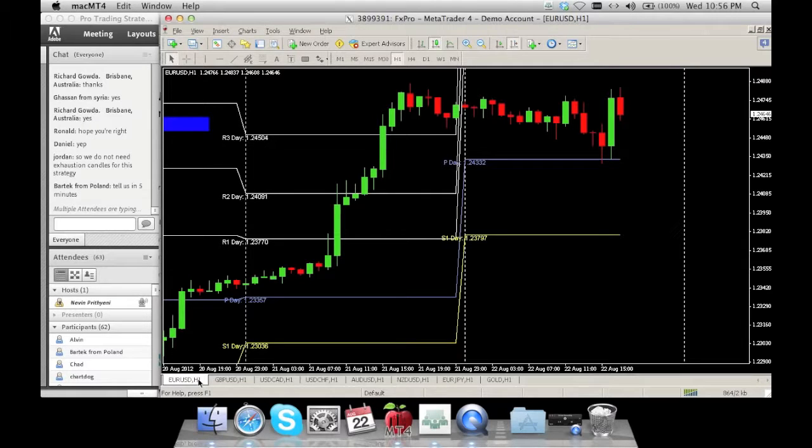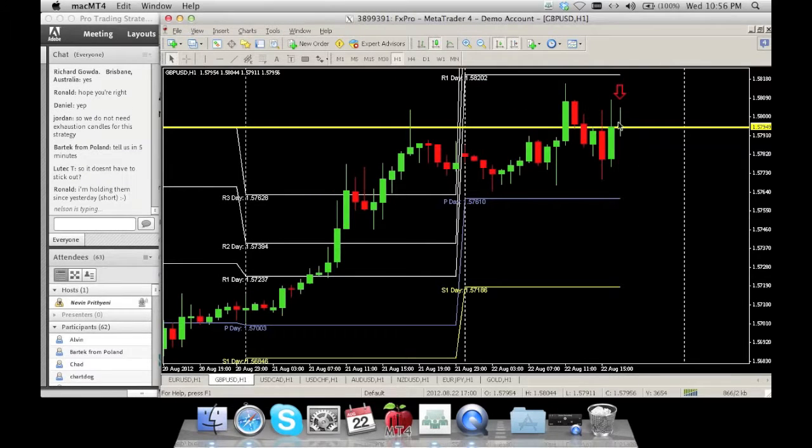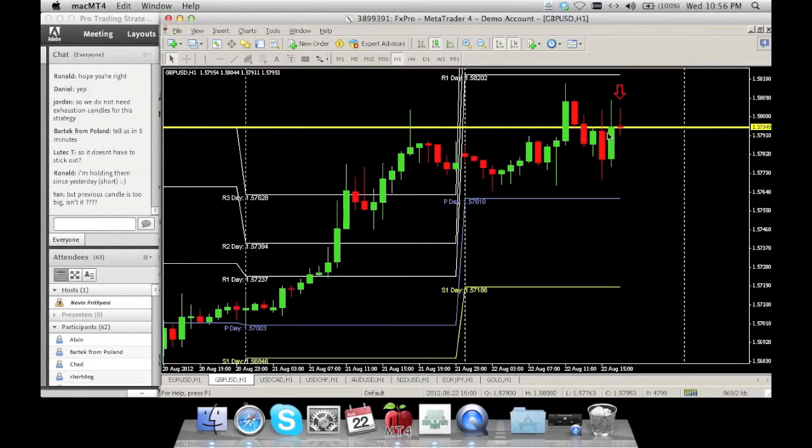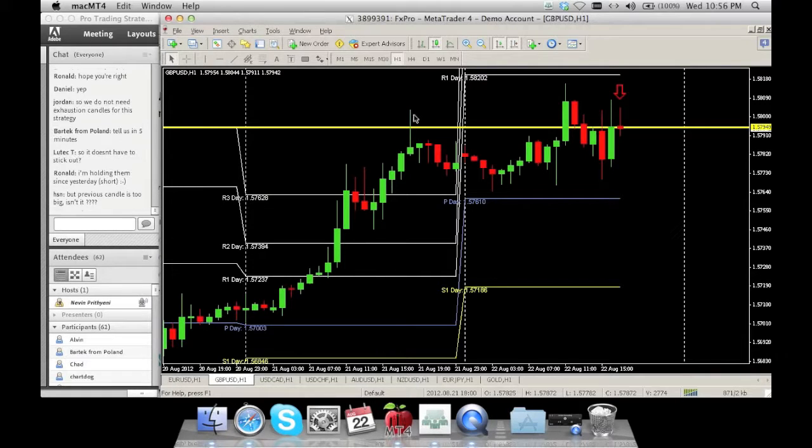Jordan, so we do not need exhaustion candles for this strategy? Oh, yes we do. What we have here is what we call an exhaustion candle lookalike. If it properly forms like an exhaustion, we know a couple things. One, this area here is quite strong. It's holding in the market for quite some time. It also held the market from yesterday from going long, or longer, sorry. You can see the tail here.